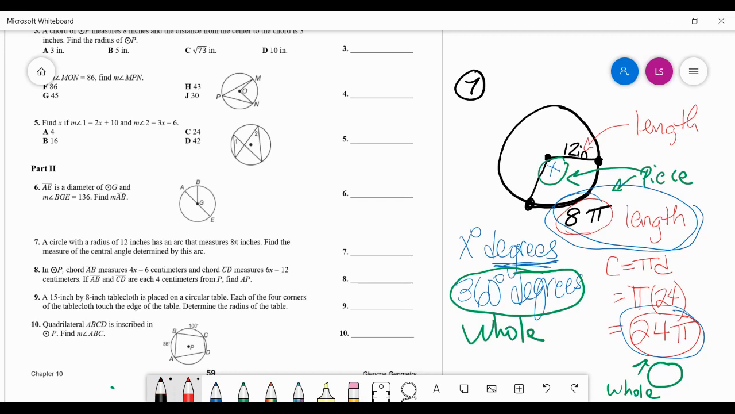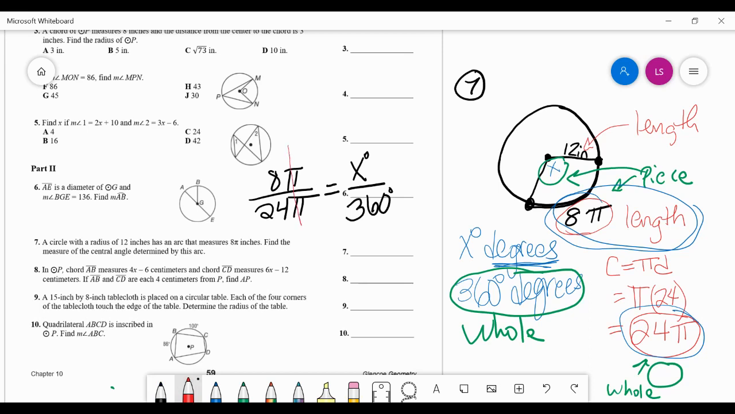So I have length of 8 pi versus the entire whole thing, which is 24 pi. And that's going to equal the angle piece, which is x, over the entire circle, which is 360 degrees. So you see how I set it up? 8 pi is a piece, 24 pi is the whole circle, and they're both lengths. And on the other side, we have x, which is a piece of the circle, x degrees, and 360, which is the whole circle. Now, before you cross multiply, there's a few things you can do.